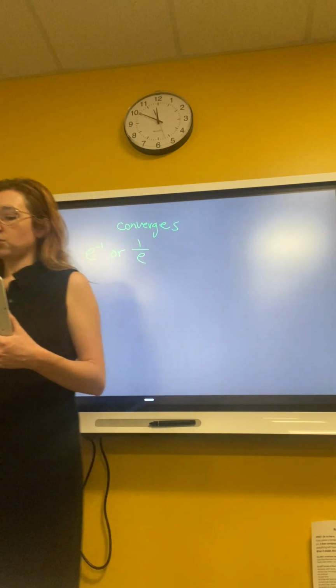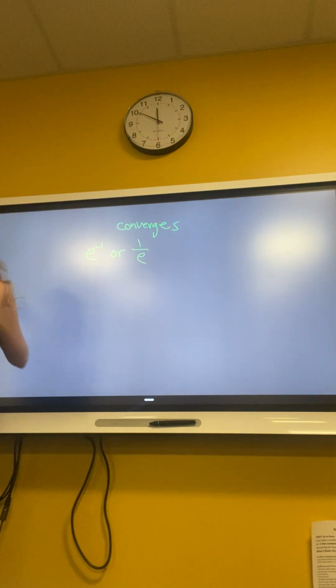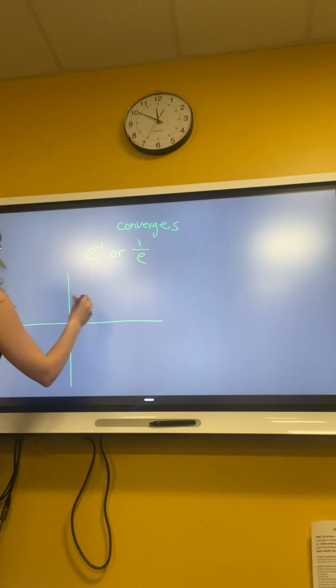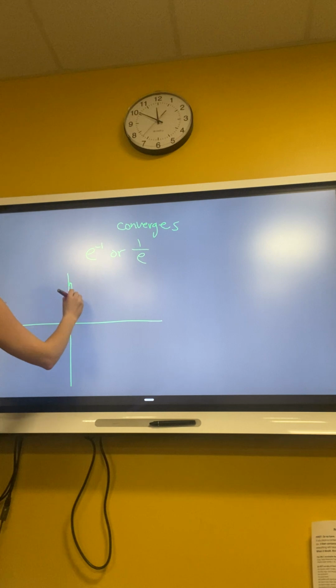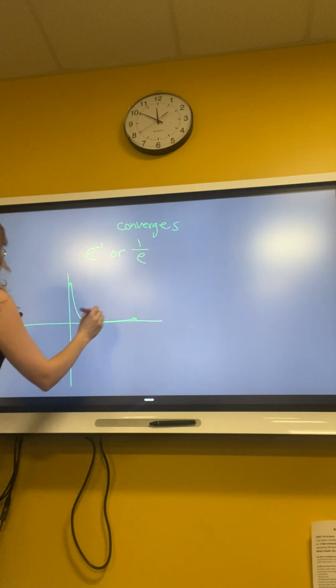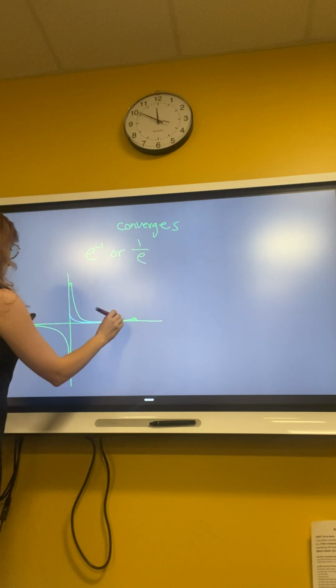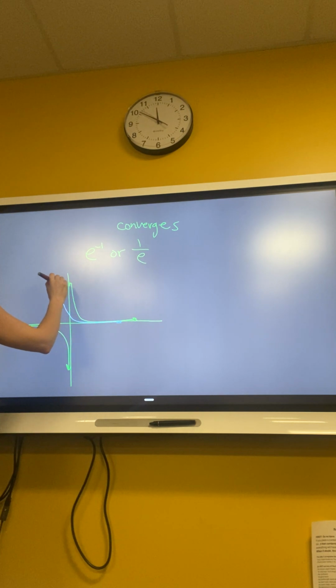Now in my standard window, 1 over x looks like this, and e to the -x looks like this. I'm not approaching an asymptote, so it keeps going, right?